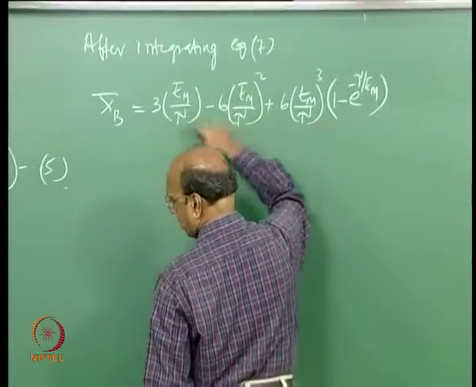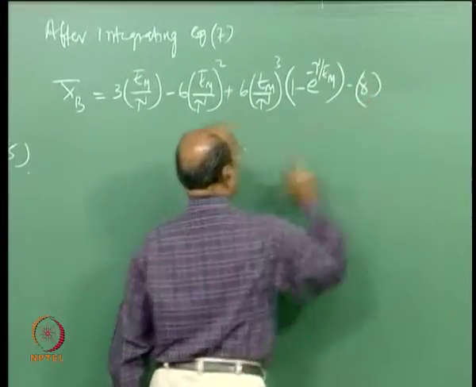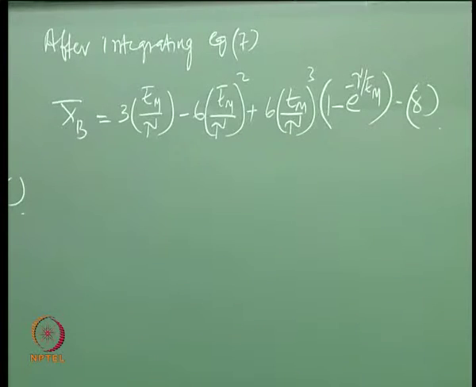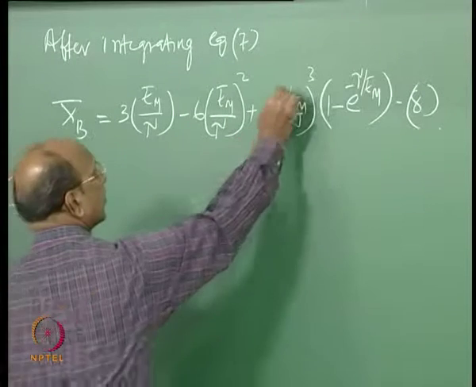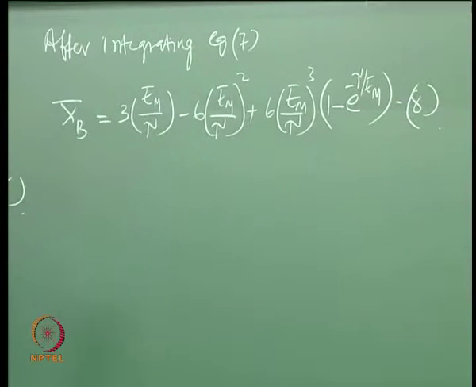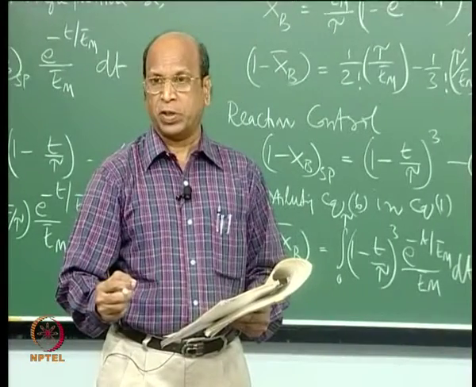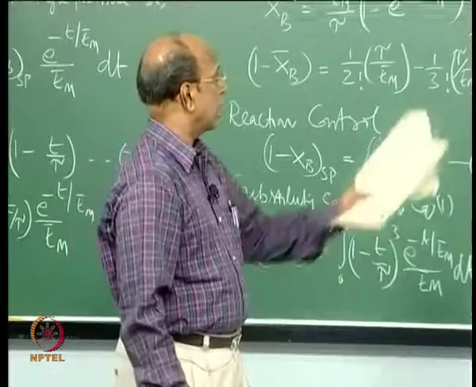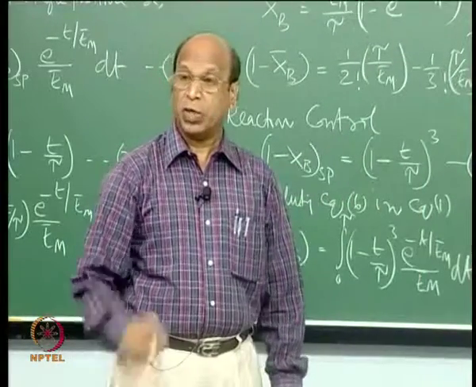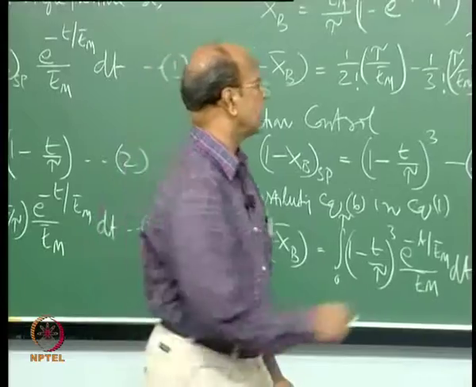This is equation number 8. You see, now you have 3 t bar m by tau, and next one is minus 6 t bar m by tau square plus 6 t bar m by tau cubed and into that exponential term, right. This is truly difficult. If I give you t bar m, it is very easy for you to calculate. Simply substitute t bar m by tau, because tau through kinetics you will know, and then you can easily calculate x bar b. But for a new reactor, it is hell. You have to solve this equation.